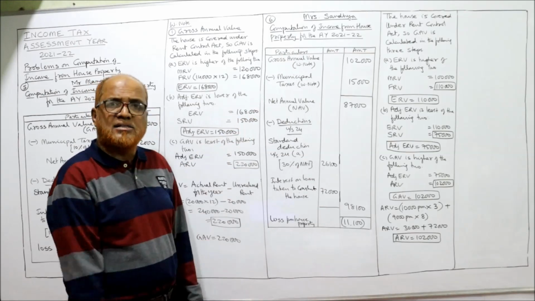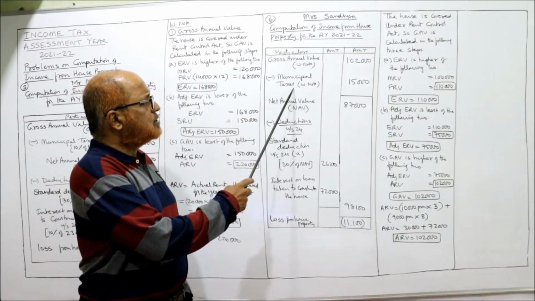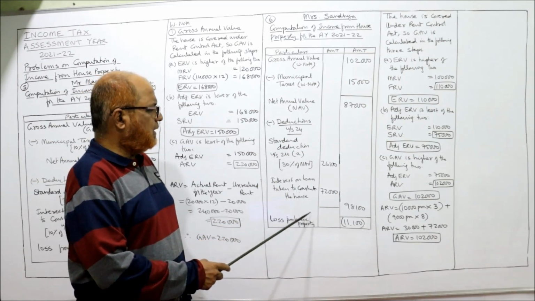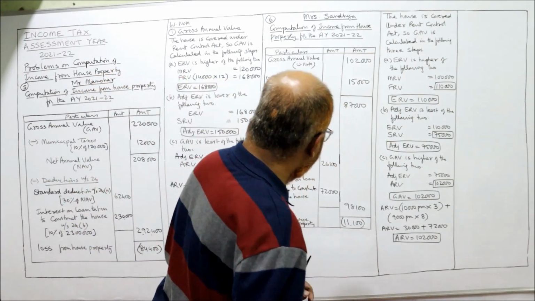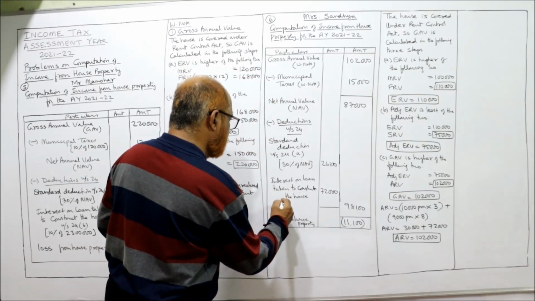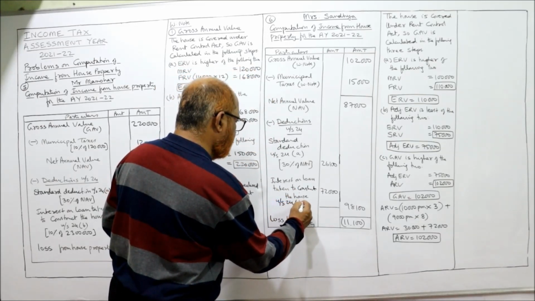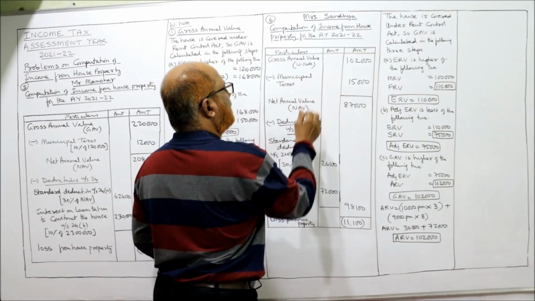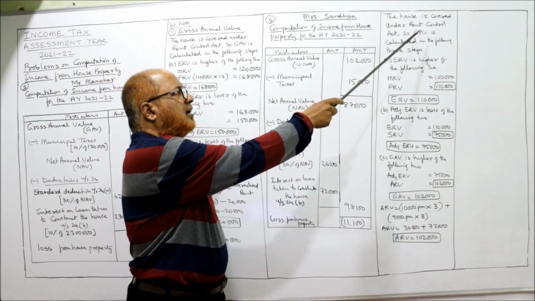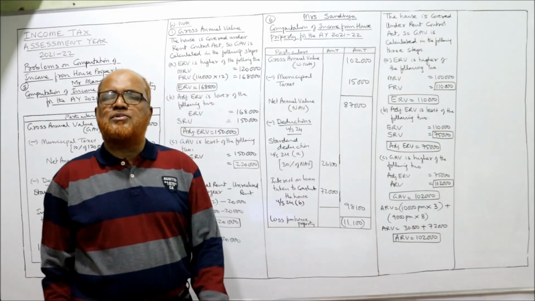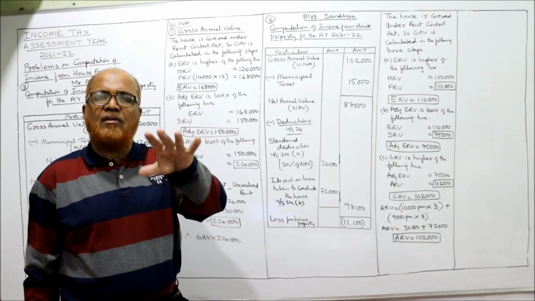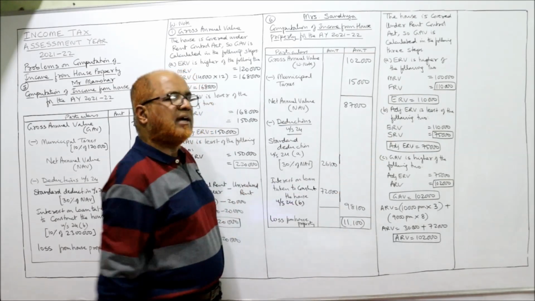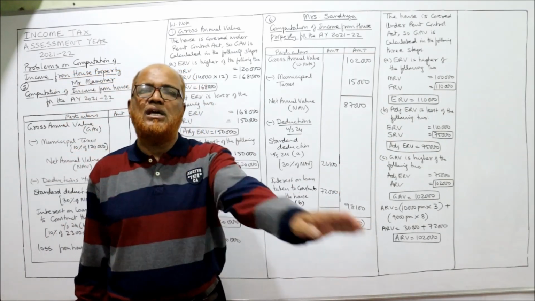First of all, you write the format as usual. Gross annual value less municipal taxes, net annual value, deductions 24A and 24B. Here better you write down interest on loan taken to construct the house under section 24B. Now here, GAV. The house is covered under Rent Control Act, so the GAV is calculated in the following 3 steps. First step, ERV is higher of the following two, MRV, FRV. MRV is given 1 lakh, FRV is given 1,10,000. Given in the problem, 1,10,000 is ERV.